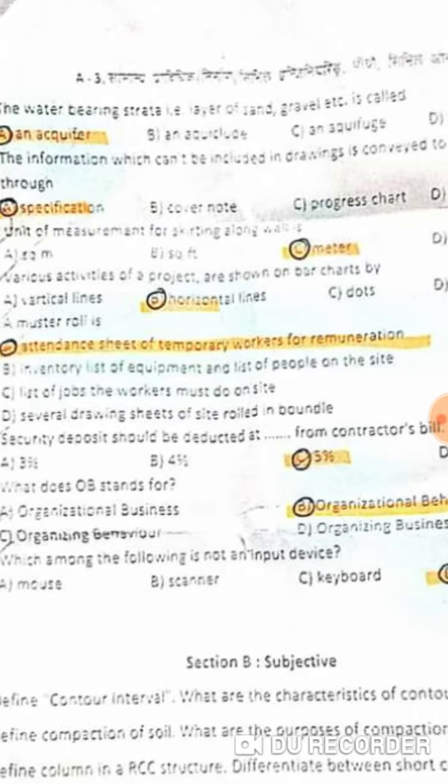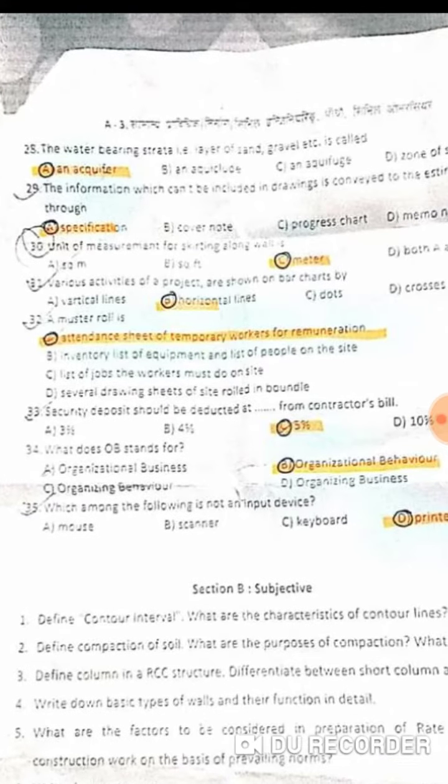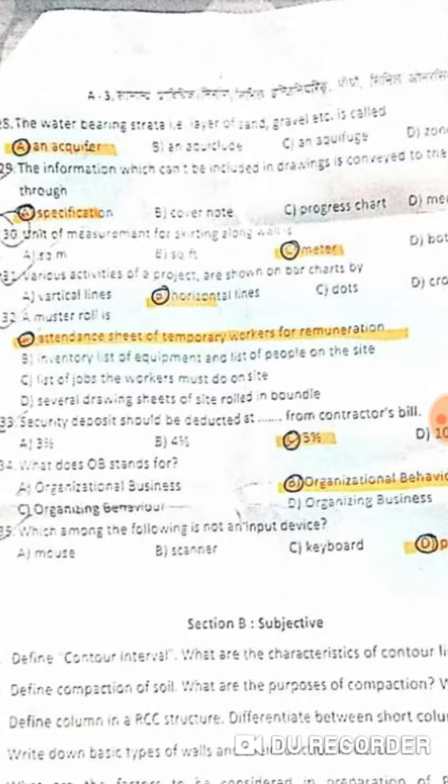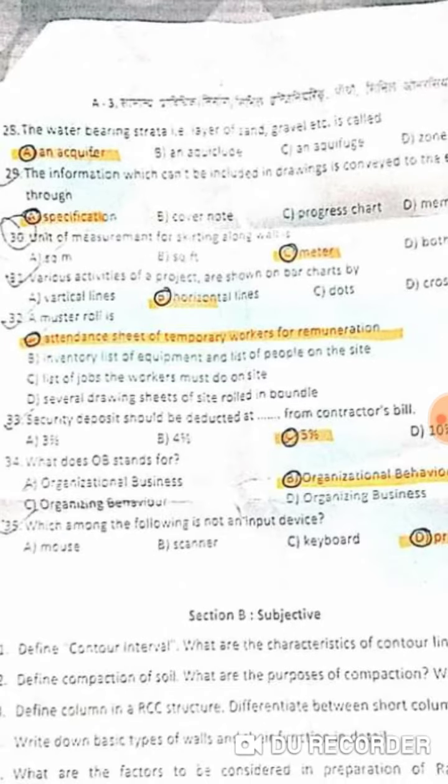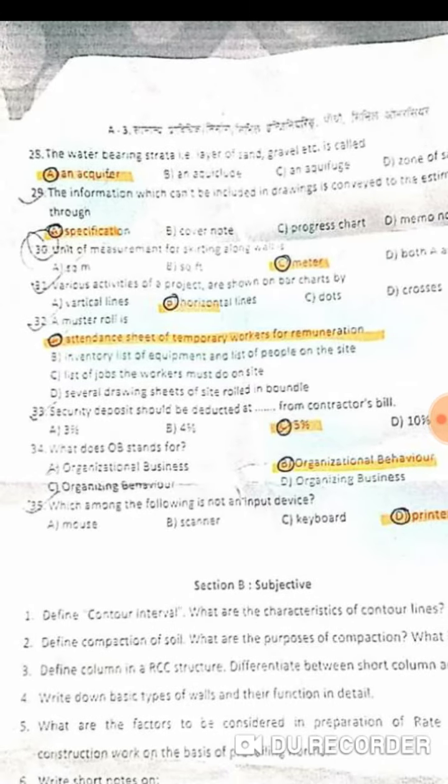Unit of measurement for skirting along the wall is meter. Various activities of the project are shown on a bar chart by vertical lines. The muster roll is an attendance sheet of temporary workers for remuneration. Remuneration means salary, wages, like that. Okay, we use muster roll to keep the record for salary and wages.